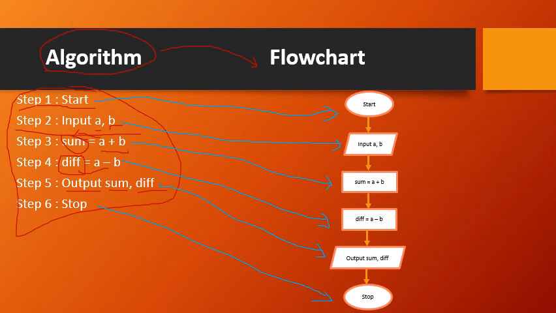Parallelogram means it has to be used as either an input or an output. At the beginning I would be interested in input, and at the end, output. In the middle there might be certain calculations I would be performing. All those calculations have to be represented using the shape called a rectangle. Each of the shapes is connected by an arrow mark.